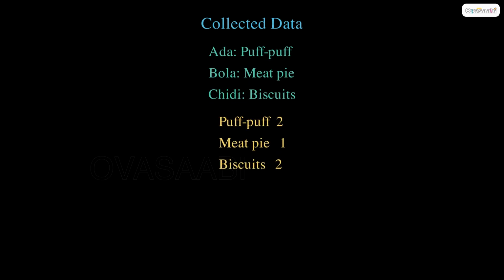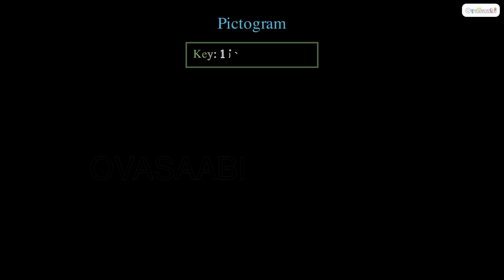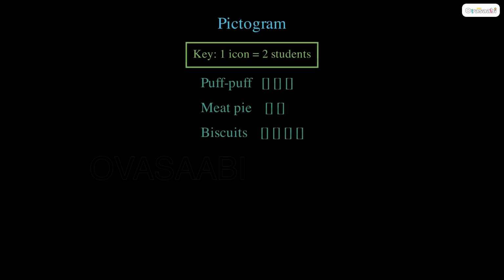Data means information we collect, like students' favorite snacks. Representing data means showing that information clearly so our eyes can compare it quickly. A pictogram uses pictures or symbols to stand for numbers. The key tells us what one picture means. Here, one snack icon means 2 students.